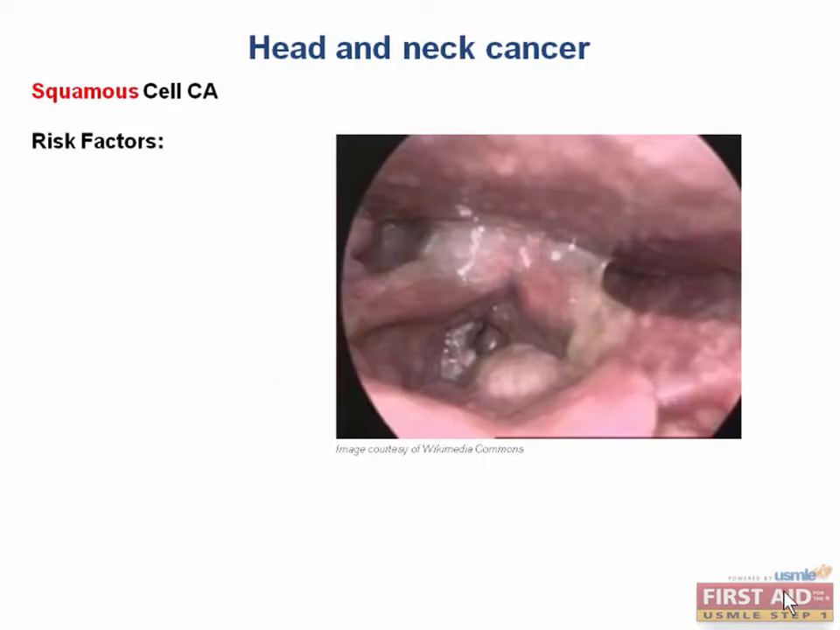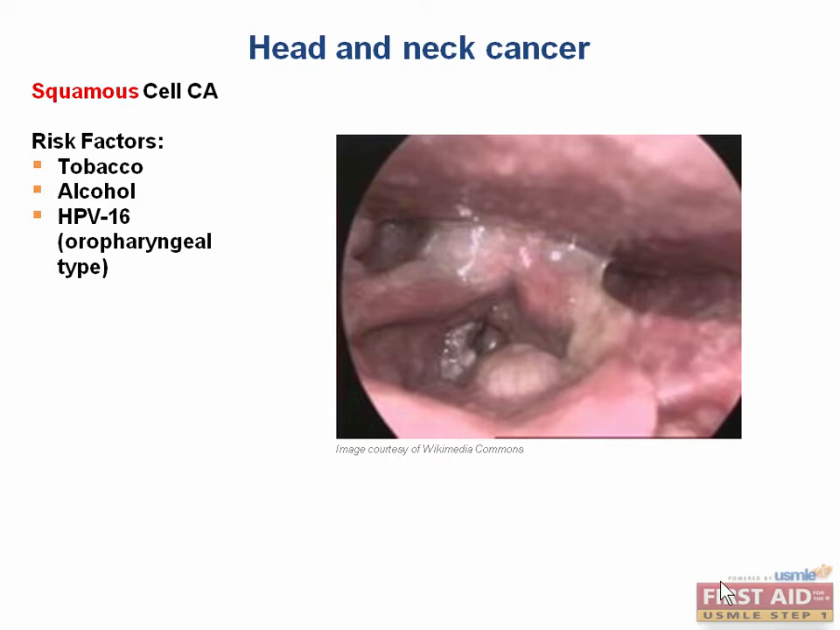The lining of the upper aerodigestive tract is mostly of the squamous cell type. Therefore, most of the cancers that arise in the respiratory tract of the head and neck will be squamous cell carcinoma. Classically, tobacco and alcohol have been the 2 biggest risk factors for head and neck squamous cell carcinoma. The HPV-16 serotype is thought to contribute to the pathogenesis of the oropharyngeal type of squamous cell carcinoma. EBV has been implicated in the pathogenesis of nasopharyngeal carcinoma.